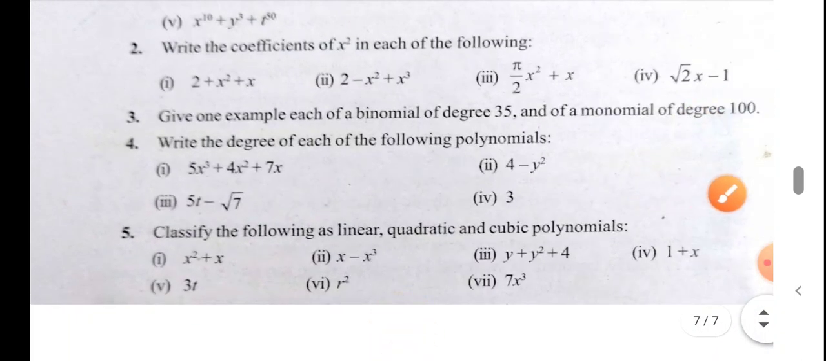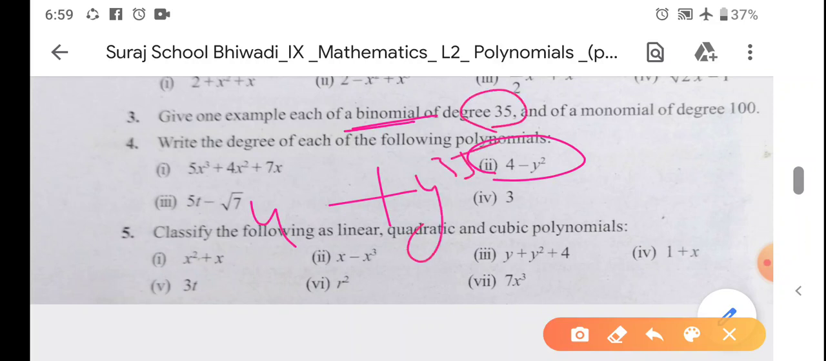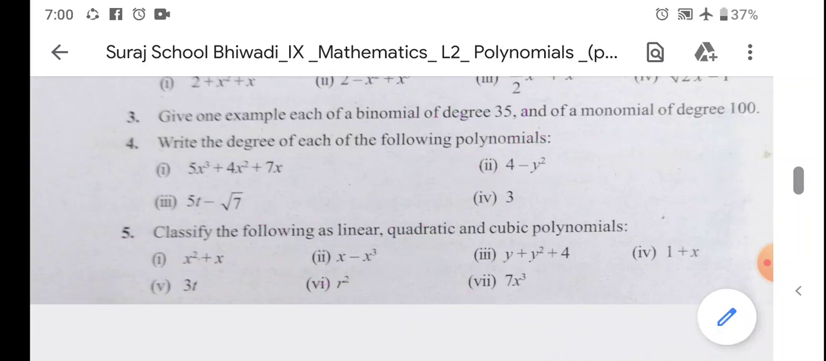Give one example. Any example you can frame. You have to prepare a binomial. Binomial means 2 terms. You can take this example. And the degree you have to create is 35. Monomial you have to make. Suppose this is a monomial, but the degree you have to take is 100. A monomial has 1 term and a binomial has 2 terms.